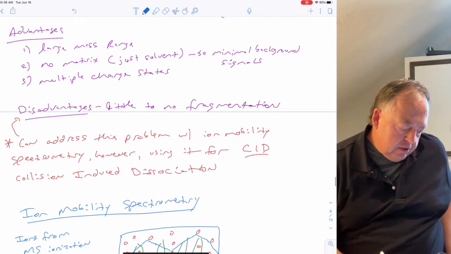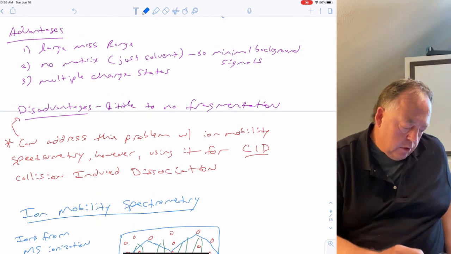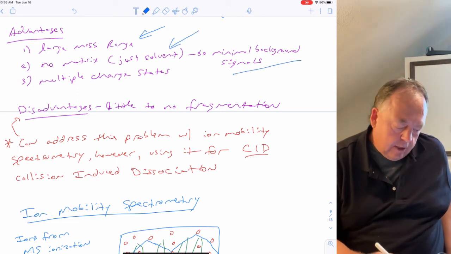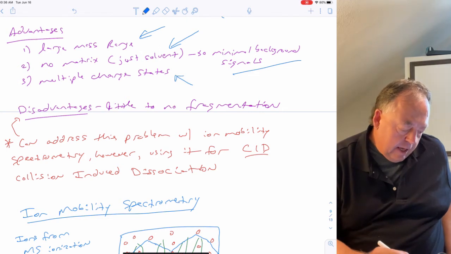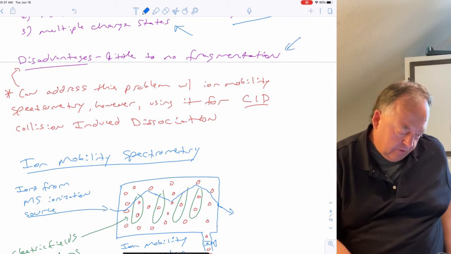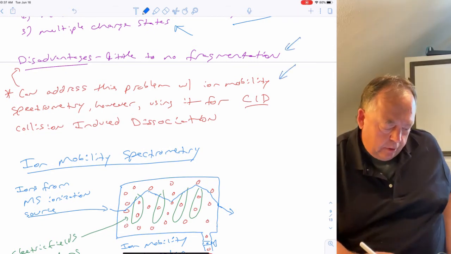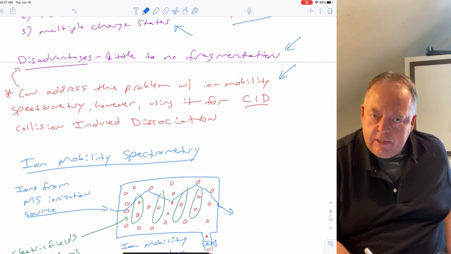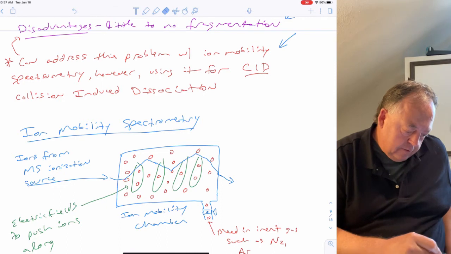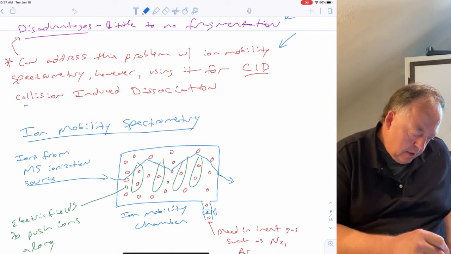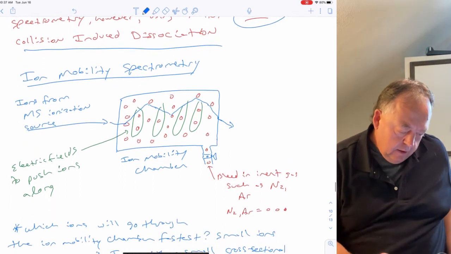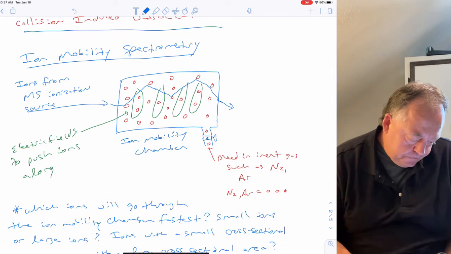Okay, so the advantages, again, you can analyze molecules with large masses. There's no matrix, there's just a solvent, so you get minimal background signals, and you can have multiple charge states. The disadvantages, like the others, there's no fragmentation, but you can address that problem using what's known as ion mobility spectrometry. And you can address the fragmentation issue using what's known as collision-induced dissociation, or CID. Okay, so let's go through how those work.